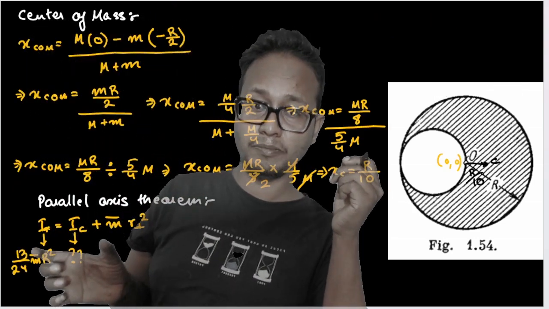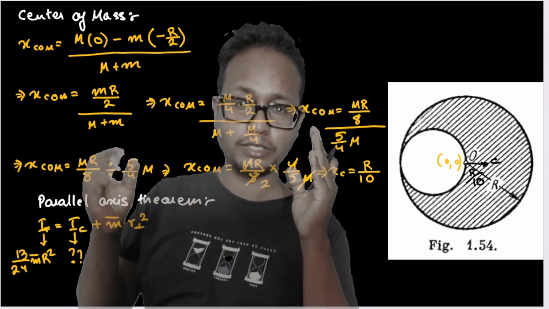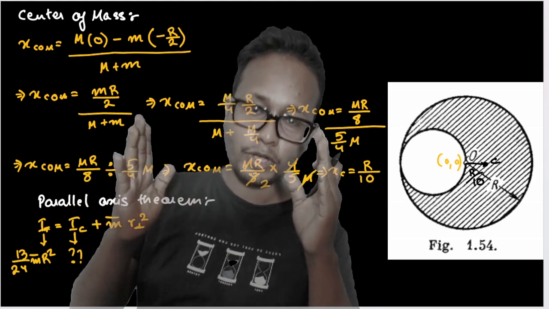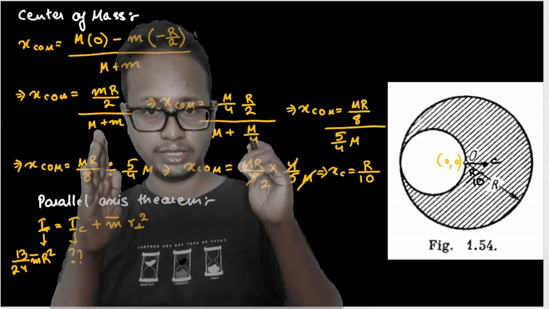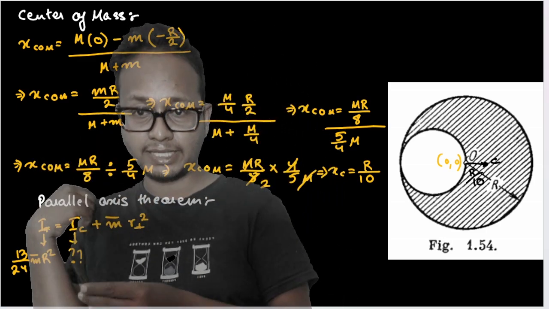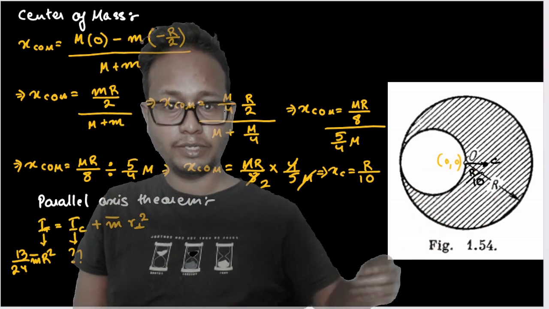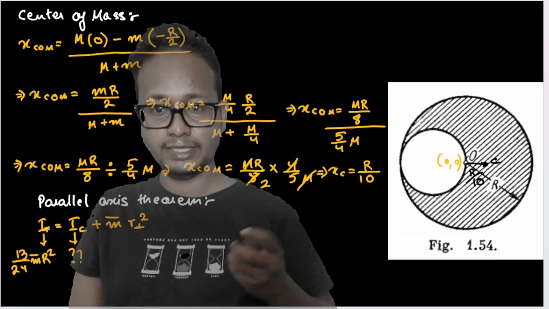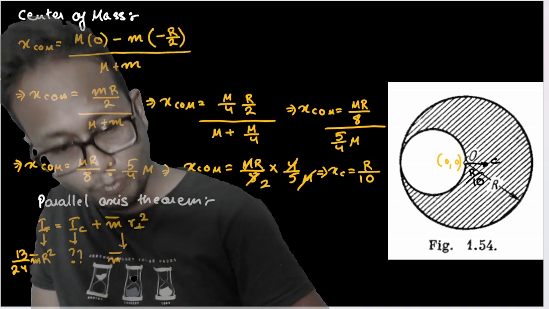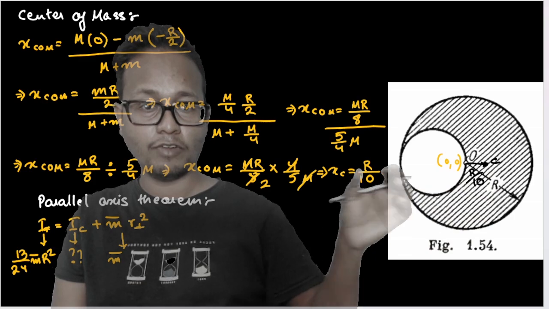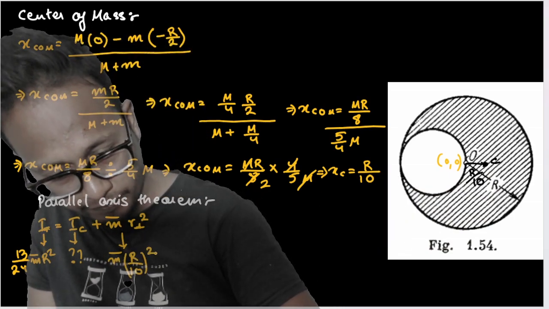The parallel axis theorem requires both axes to be parallel. The moment of inertia through one of the axes must be the moment of inertia passing through the center of mass, that means this axis must pass through the center of mass, plus the mass of the entire object times the perpendicular distance between the axes. The perpendicular distance is nothing but r by 10, which I have already found out, isn't it? So r by 10 whole square.